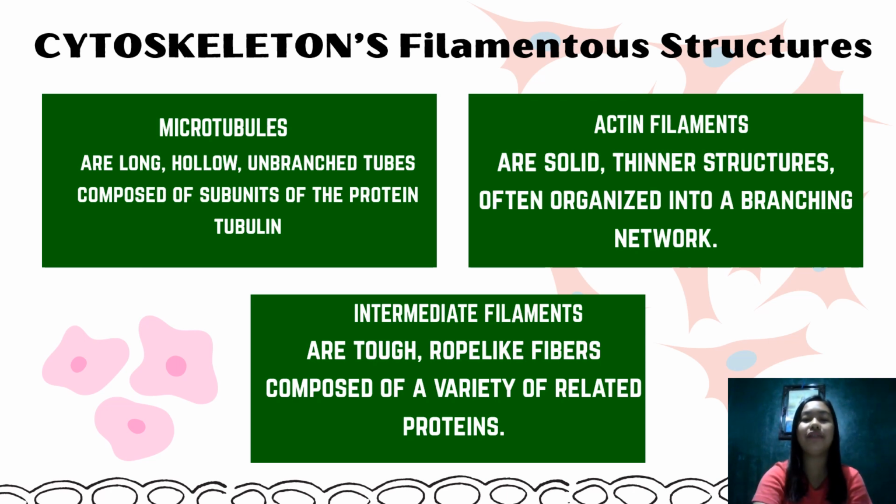Next, we have the actin filaments. The actin filaments are solid, thinner structures often organized into a branching network. They contribute to cell shape, supporting microvilli on cell surfaces, and play a key role in cell movement and muscle contraction. Next, we have the intermediate filaments. These are rope-like fibers composed of a variety of related proteins. They provide structural support and protection to cells, especially those subjected to mechanical stress.